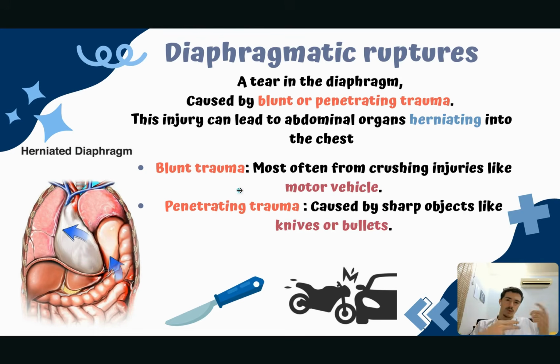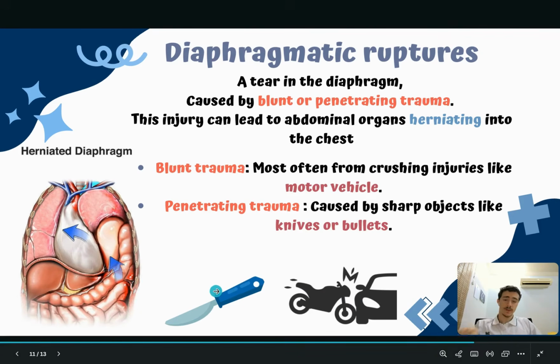Fouad, you said that we have two ways, blunt and penetrating. What is the difference between them? The blunt is most often when there's a crash, like a motor vehicle or car accident, and this is going to lead to the rupture. And the penetrating trauma is caused by sharp objects like a knife or bullet. So as you can see here, this is the blunt and this is the penetrating trauma.